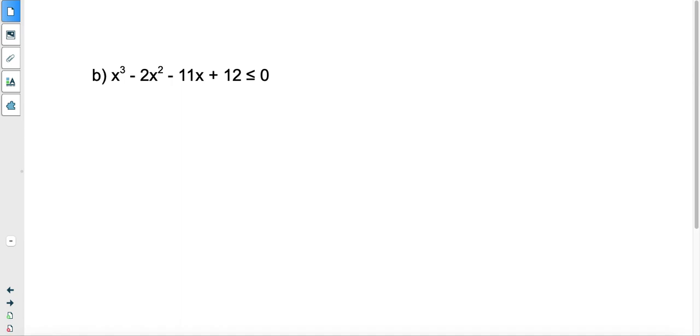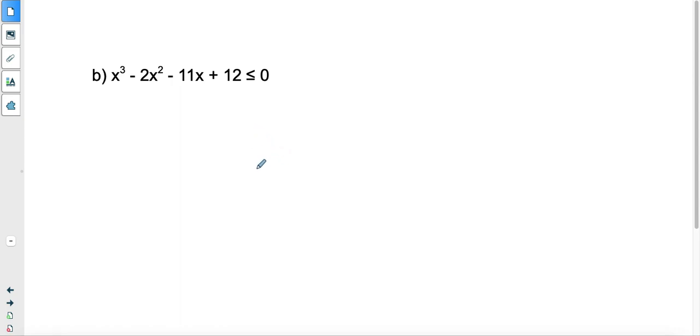So in the previous example, we looked at a polynomial that was already in factored form. What if my polynomial is not in factored form? Well, if it's not in factored form, then we would need to factor it first. And we can quickly look at this example and see how we can factor this polynomial.